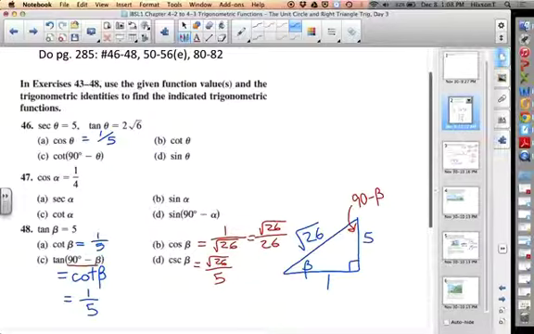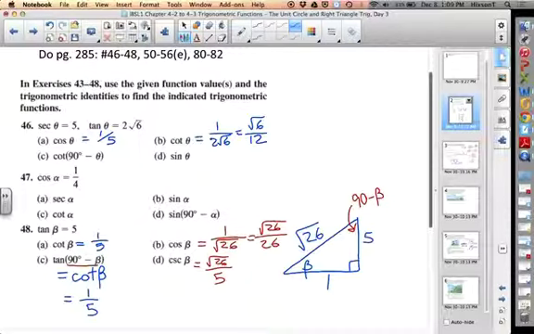Now, since we know tangent, we automatically can figure out cotangent. 1 over 2 root 6, which would be, if you rationalize that, root 6 over 12. You can also find sine. Okay.